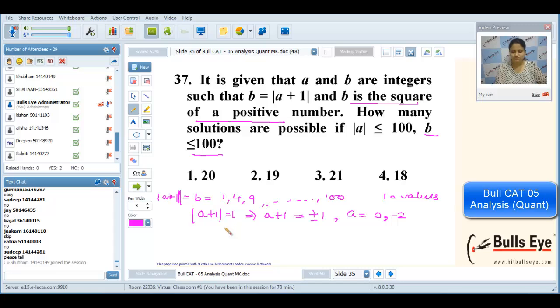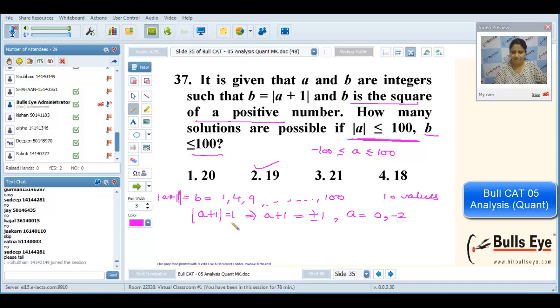But this is not so in this case. Answer is 19. Why so? There is a bar on A's values. What is mod A less than or equal to 100? It will give you this: minus 100 is less than or equal to A is less than or equal to 100. There is a bar on values of A.